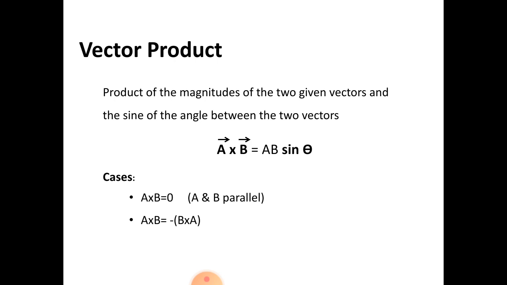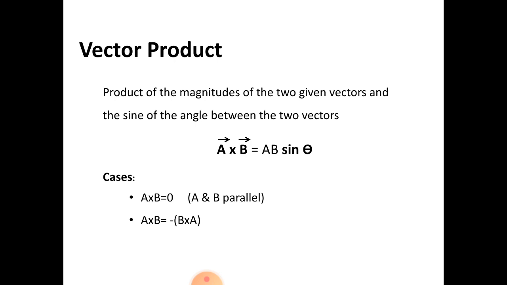Then here vector product. This vector product is also known as cross product. Here also A and B are the two given vectors. So the two given vectors A and B can be multiplied to get a vector result. This method of multiplication is known as the vector product method. So the vector product of two vectors is defined as the vector quantity whose magnitude is equal to the product of the magnitude of the given two vectors and the sine of the angle between them. So A cross B is equal to AB sin theta.